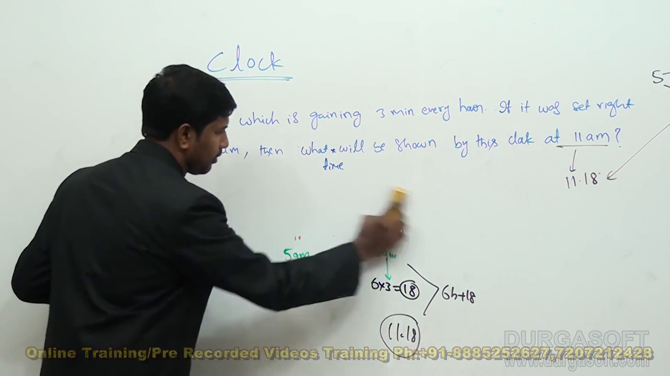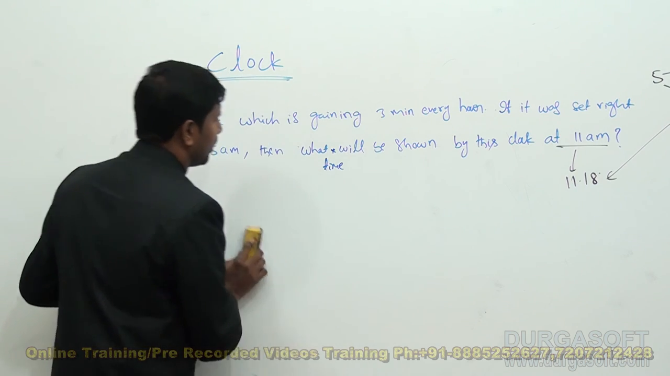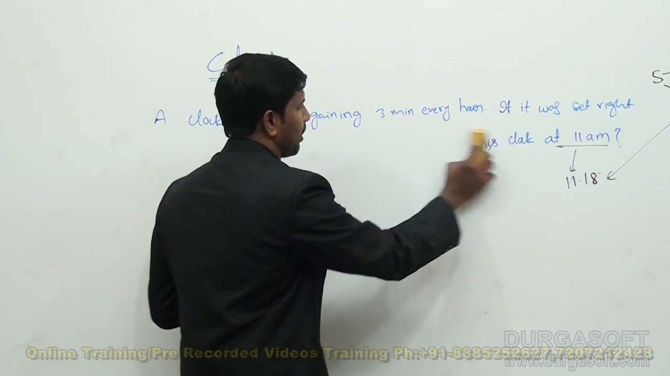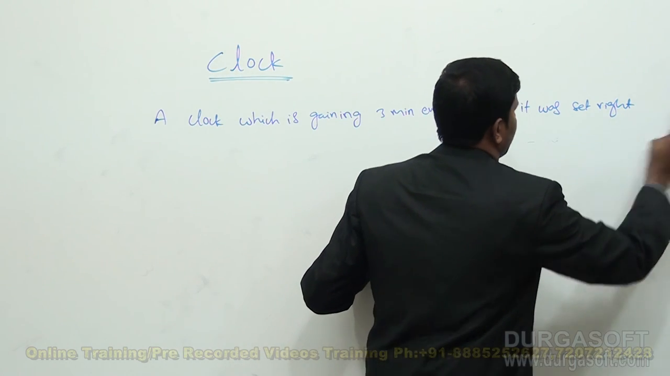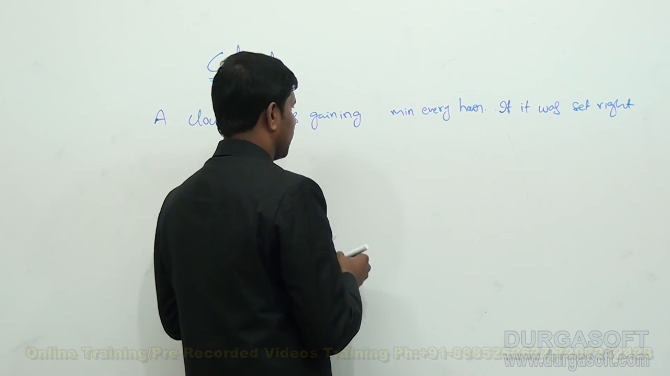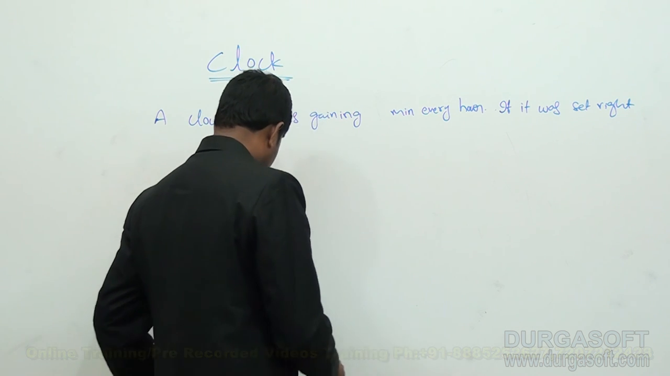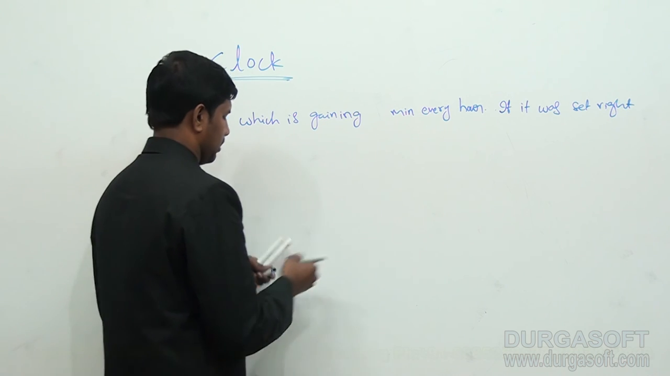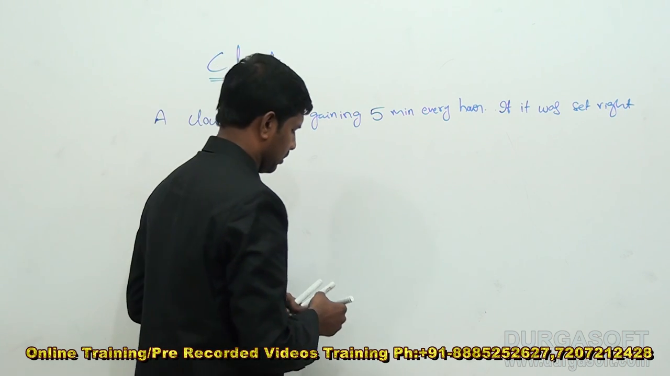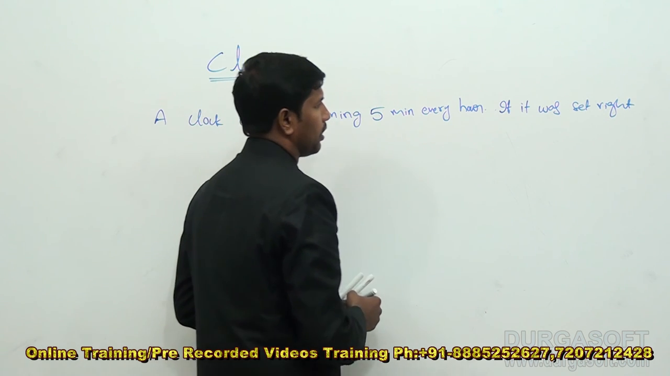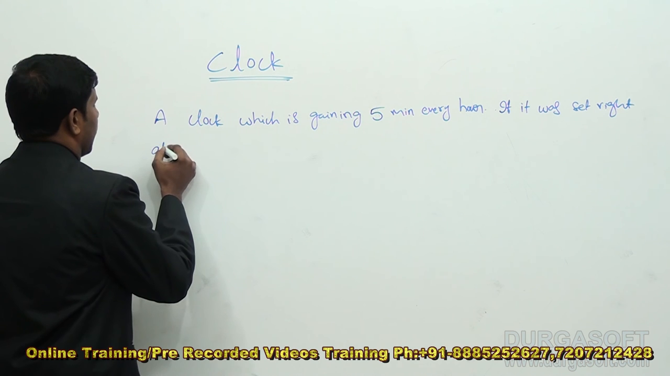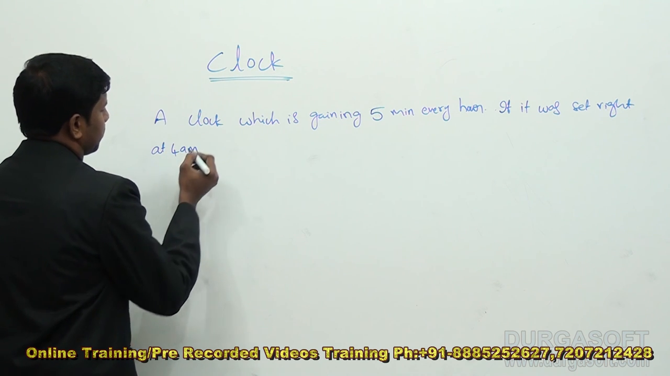Now the same kind of question. Now I'll be changing some values. Let us take a clock which is gaining 5 minutes every hour. If it was set right at 4 a.m.